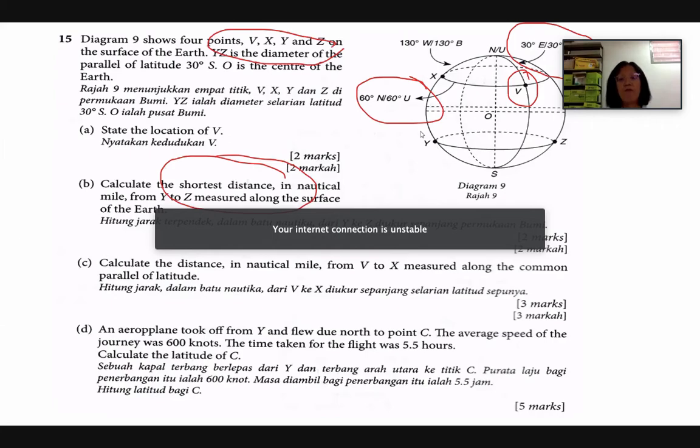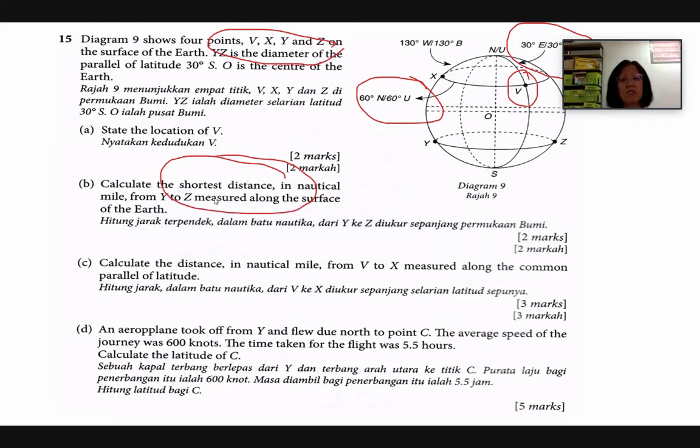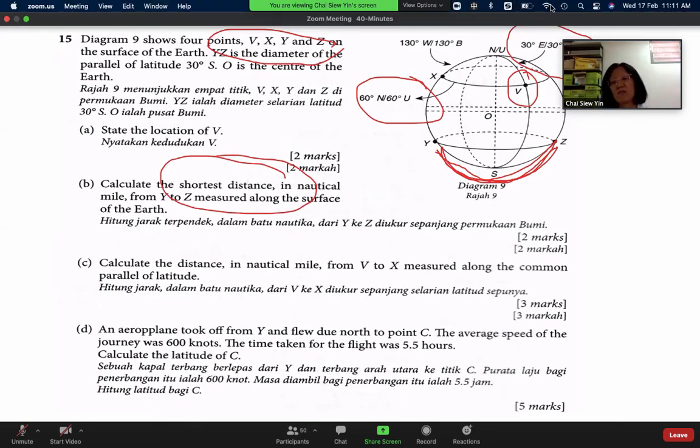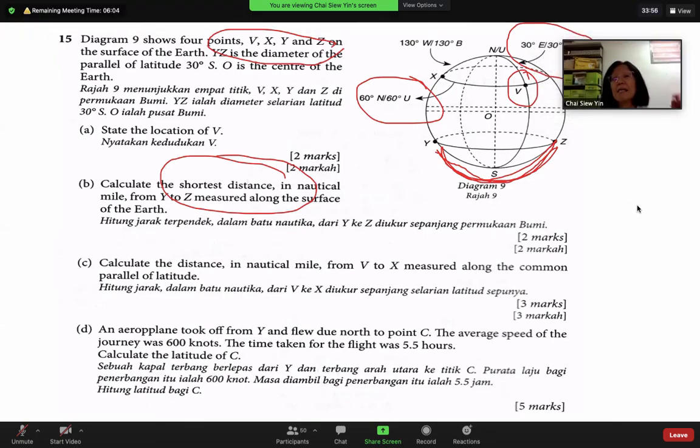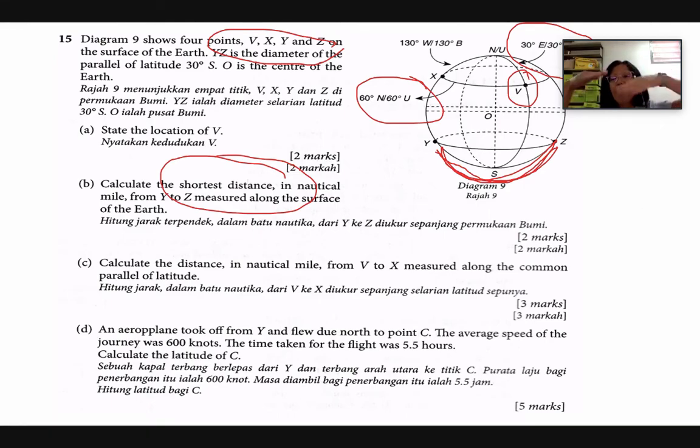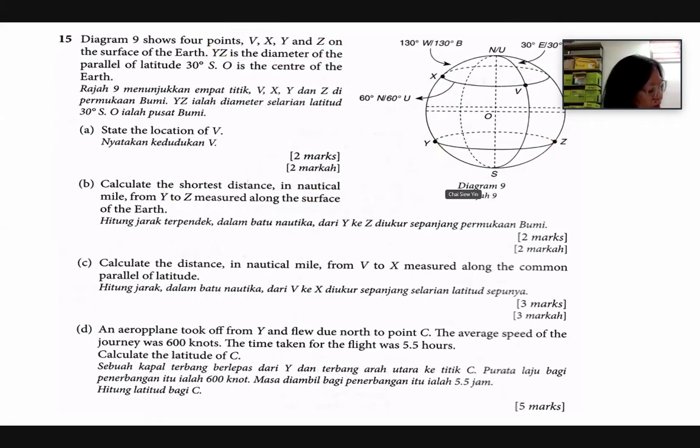But Ho Yin, be careful because of the words shortest distance. Ladies and gentlemen, for shortest distance we must always go via the South Pole. Going under will be the shortest distance. You notice that Y and Z are very near to the South Pole. That's why we go this way. Let me draw one more time. Keyword: shortest distance in nautical miles.